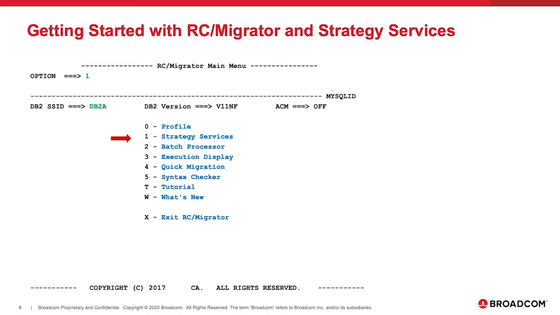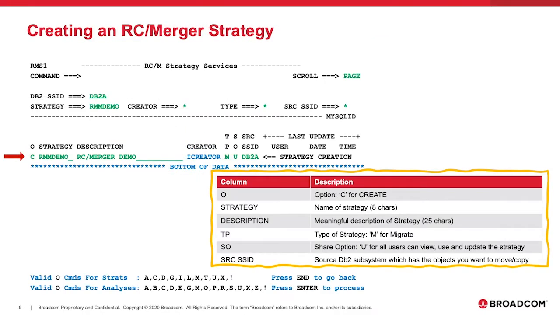Here we complete the line to give the basic details about the strategy. We say that we want to create a new strategy called RMM Demo with a description of RC Merger Demo. Our creator ID is already populated, shown here in the middle in blue. The type of strategy we need in this case is a migrate, and for SO or share option we are saying that we are happy for anyone else on the system to view, use and change this strategy if they like. And the final piece of information is the source Db2 subsystem ID, which is where our existing Db2 objects are located.